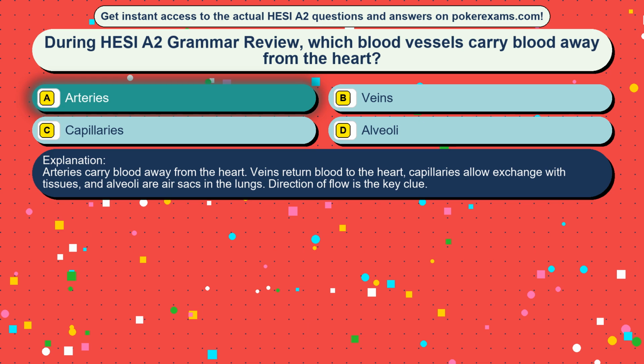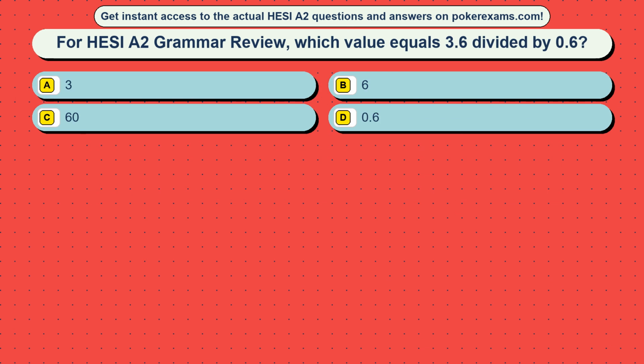Veins return blood to the heart, capillaries allow exchange with tissues, and alveoli are air sacs in the lungs. Direction of flow is the key clue. Question 2. For HESI A2 Grammar Review, which value equals 3.6 divided by 0.6?